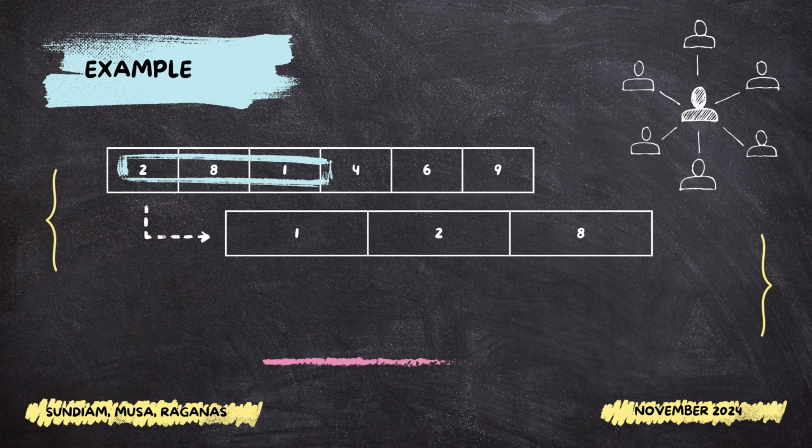For example, we have an array that we want to sort. We start from left to right. Number 2 will be compared to number 8, from least to greatest. Then our first two items are now sorted.